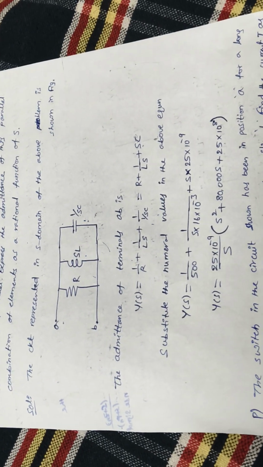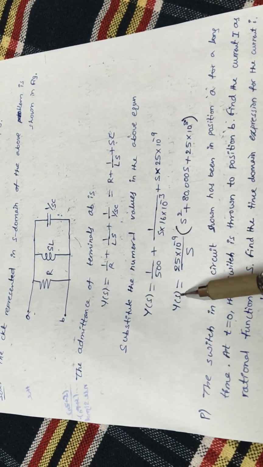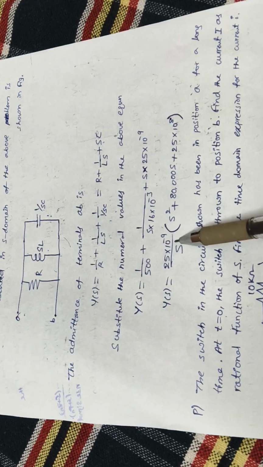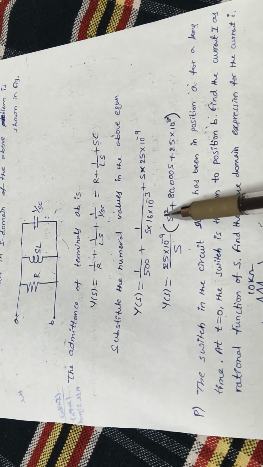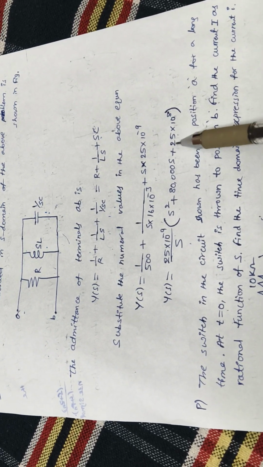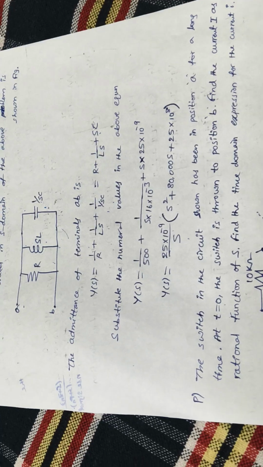If you substitute those numerical values which they have given in the problem statement, and simplify it, you'll get Y(s) as 25 into 10 power minus 9 by s, of s square plus 80,000 into s plus 25 into 10 power 8. It is a simple problem.